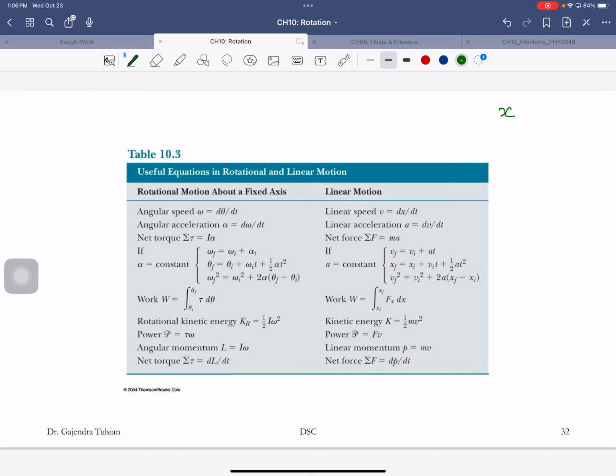X gets replaced by theta, V gets replaced by omega. A gets replaced by alpha. Mass gets replaced by moment of inertia. Force gets replaced by torque. Linear momentum gets replaced by angular momentum. Now, this will come in the next chapter.